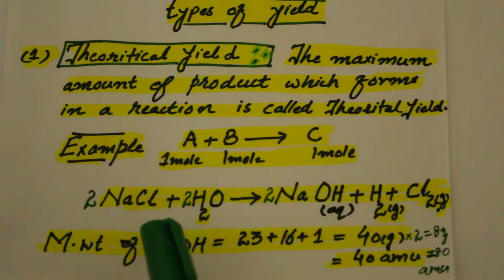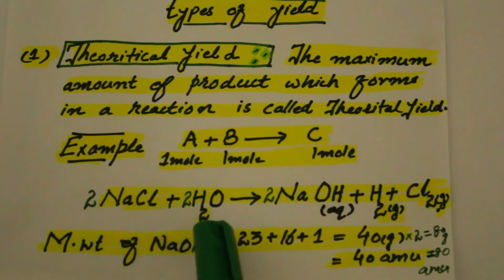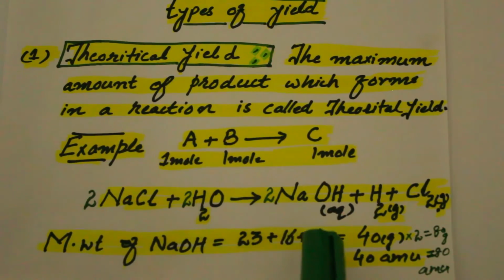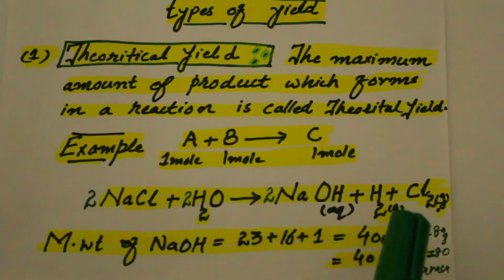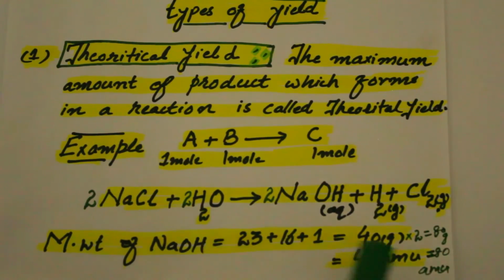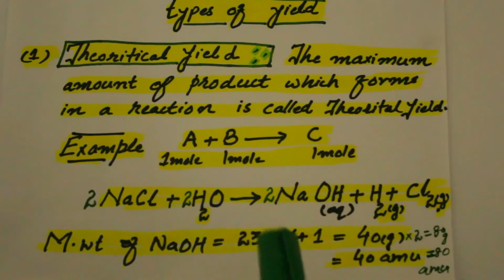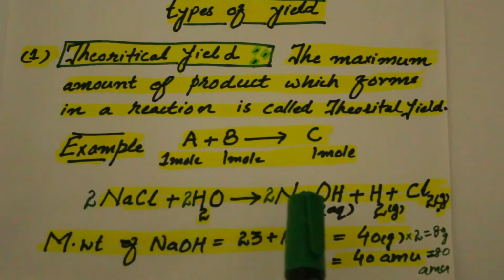In the second example, you can see that 2 moles of sodium chloride react with 2 moles of water, and it gives us 2 moles of sodium hydroxide, 1 mole of H2, and 1 mole of chlorine gas. If you want to find the mass of 2 moles of sodium hydroxide, it would be 80 grams, which is the theoretical yield of this reaction. In the same way, 1 mole of H2 and 1 mole of chlorine gas are also the theoretical yield of this reaction.